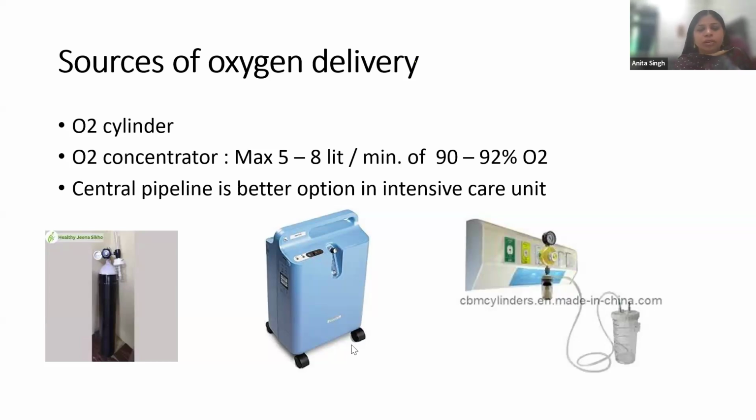So the oxygen concentrators mostly cannot give very high flow oxygen, but they can provide up to 5 to 8 liters maximum with a FiO2 range of 90 to 92%. They are very good for home oxygen therapy. And the most common one with advanced respiratory support is the wall-mounted oxygen source. So it is in the central supply. There is a wall-mounted source in which you put the oxygen flow meter and you deliver the oxygen through that.